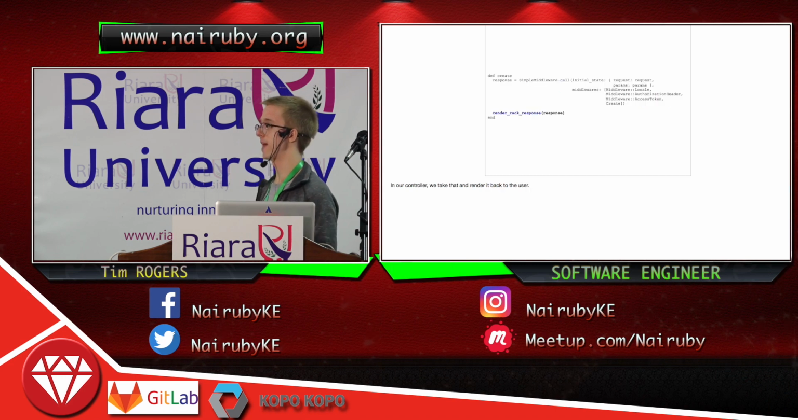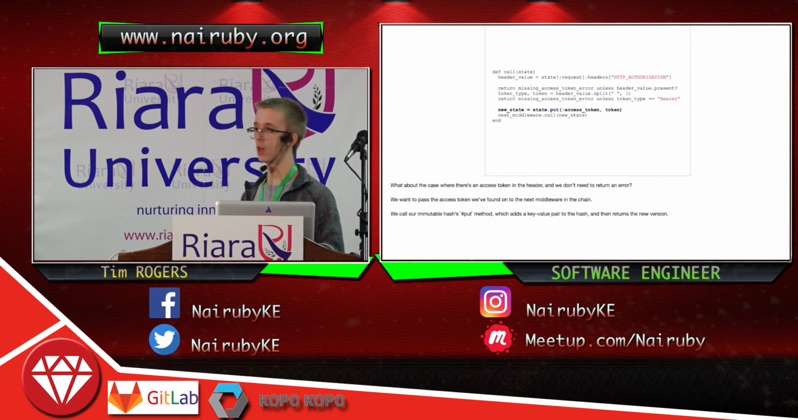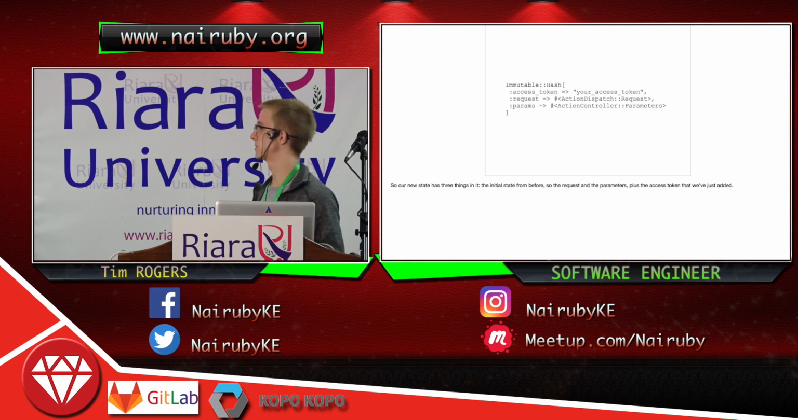So what about the case when the access token's there and it looks valid, and we don't need to return an error? We want to take the access token that we've just found and pass it on to the next middleware in the chain. To do that, we generate a new state by calling the put method on our initial state, which returns a new copy with the access token added. We then call the next middleware in the chain with our new state. Now our state looks like this. We have the request and the params from before, but we've added an access token to that.